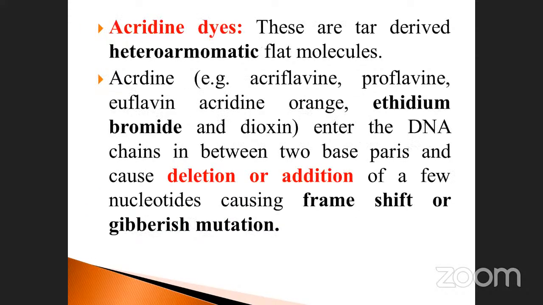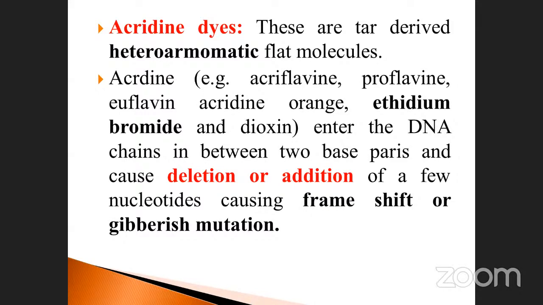Acridine dyes. They are heteroaromatic. What are the heteroaromatic flat molecules present in it? Acridine, acriflavin, proflavin, acridine orange, ethidium bromide. Don't forget, my dear students, this is very, very important for DNA fingerprinting. Ethidium bromide will be orange in color. When we expose it to rays, you will get orange color.